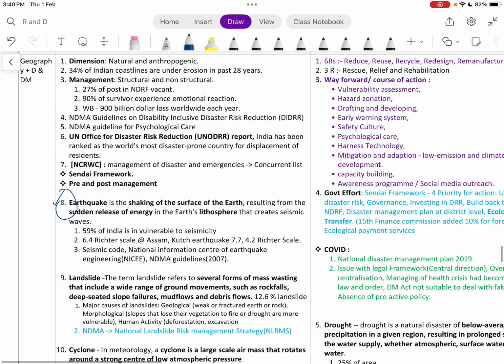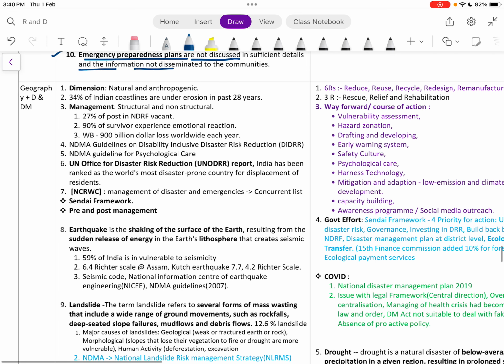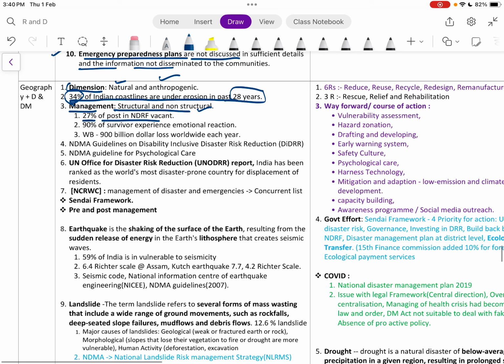Talking about geography, we can think from the dimensions of natural effect, natural consequences, natural cause and anthropogenic cause. 34% of the Indian coastline has been under erosion in the past 28 years. Almost 34% is very high, I think, because of management, structural and non-structural. 27% of posts in NDRF are vacant. 90% of survivors experience emotional reactions.